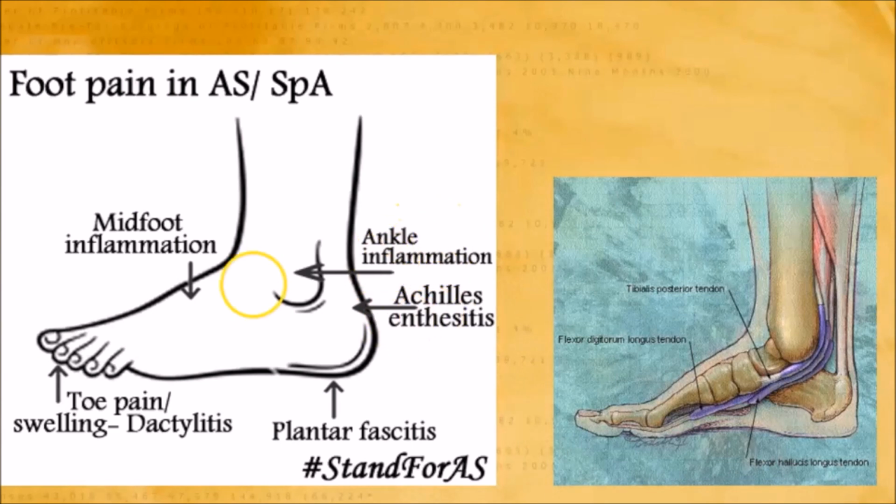There are two locations where ankylosing spondylitis causes enthesitis in the foot. One is the Achilles area, and secondly the plantar fasciitis. Achilles area, these are the calf muscles that get converted into a tendon, and the tendon attaches itself into the foot bone, the calcaneum. This is the area wherein there is enthesitis and cause pain and swelling here.